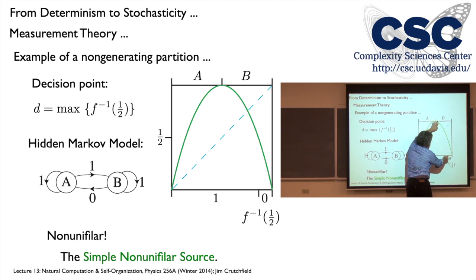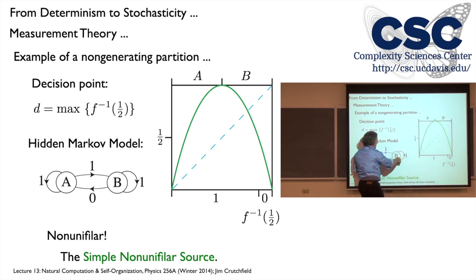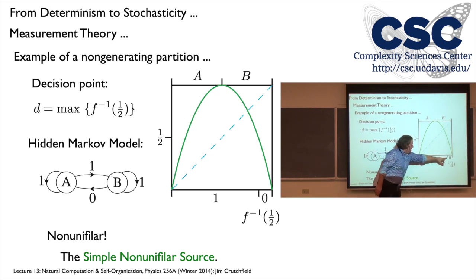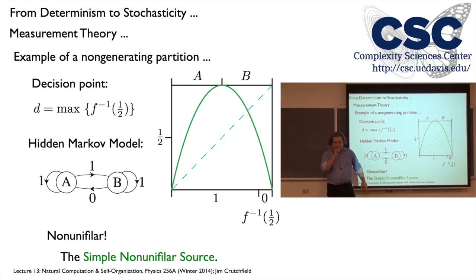That's why I chose the divider here. There's a piece of B that goes to B, and when the instrument sees that, it outputs a 1. And then there's a piece of B that maps to A, and that is labeled 0.